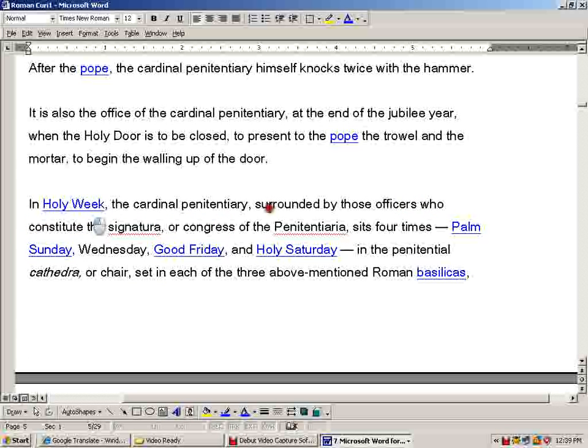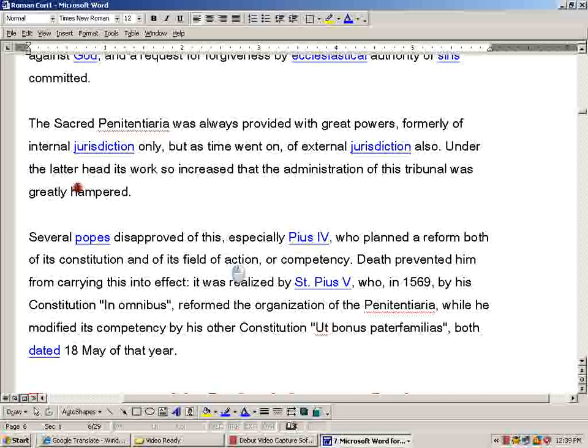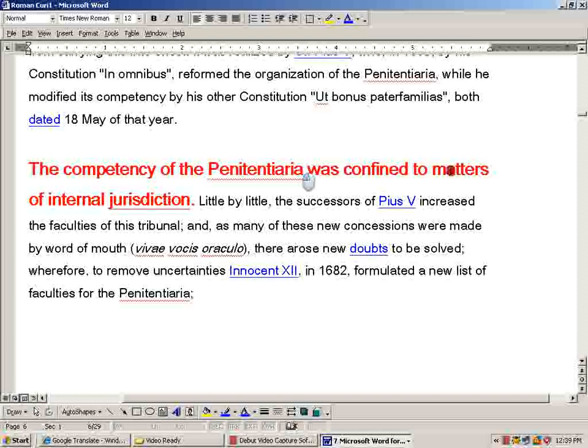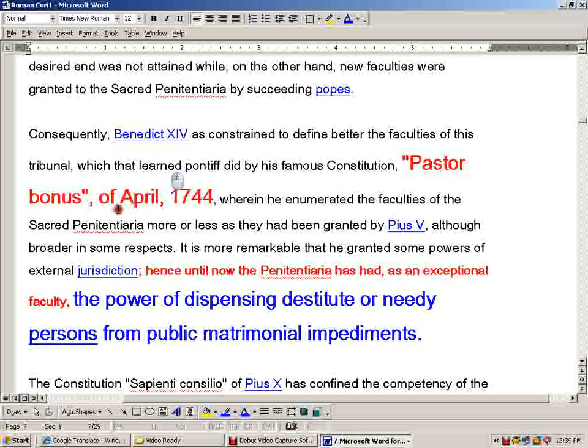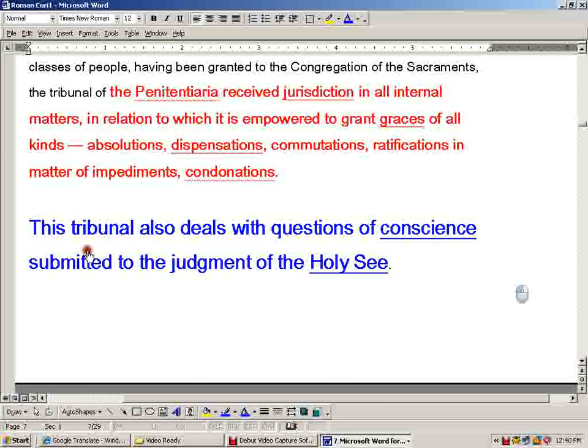Okay, after they, so this is after you go there and confess, striking lightly upon the head, traditional rod. The competency of the penitentiary was confined to matters of the internal jurisdiction. These are things to do within the church, and if you've been excommunicated, that's definitely within the church. The power of dispensing destitute or needy persons from public matrimonial impediments. There's something to do with the marriage that didn't really go the way it's supposed to. Civil marriage, and there's something that we may have signed when we, for instance, if you were to register for the draft, if you took an oath to the United States Constitution and the Constitution of a particular state, you're serving 2 masters. There's all sorts of things. The tribunal also deals with conscience questions submitted to the judgment of the Holy See.